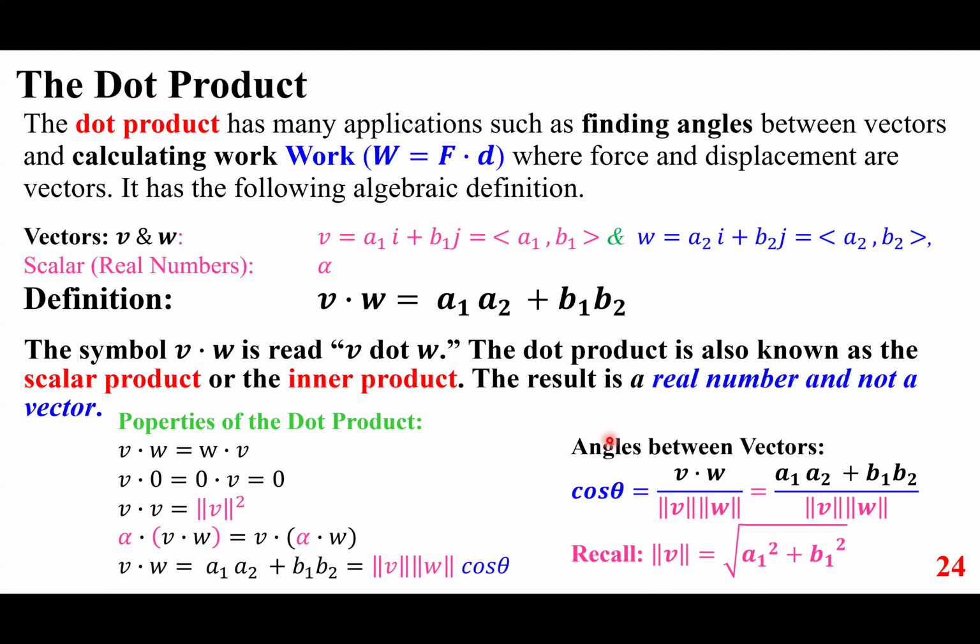So, angles between vectors. Right here, I want you to take a look at this one. If I want to find cosine theta, I'm going to divide the left side by the product of the magnitudes. So this gives us this equation. Cosine theta is v dot w, which is a1 a2 plus b1 b2, over the magnitude of v times magnitude of w. And reminding you that magnitude of v is calculated as such, square root of a1 squared plus b1 squared. Very straightforward, everybody.